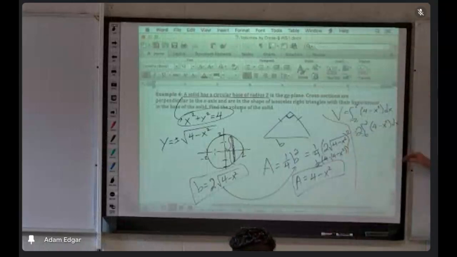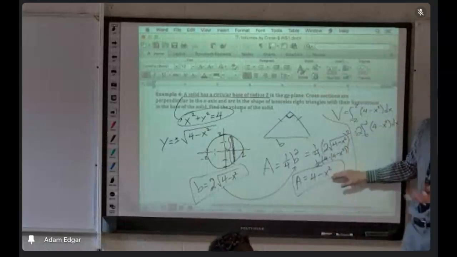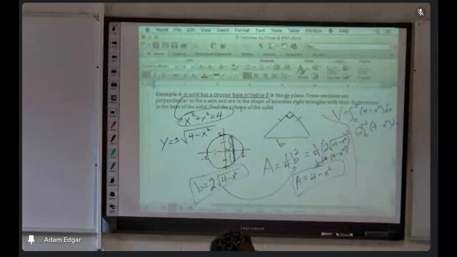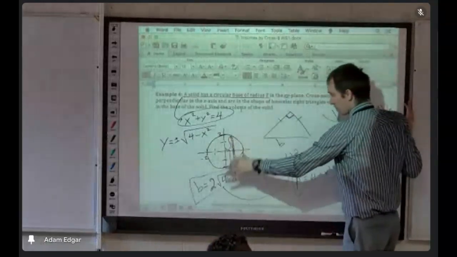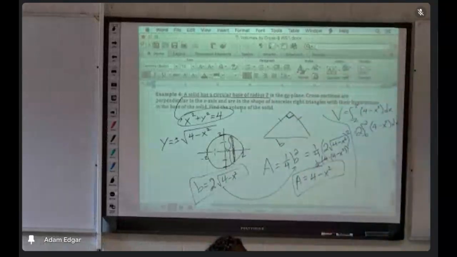Once you got the area, if it's a nice area formula like this, it's like, hey, this worked out really nice actually. Again, the heavy lifting is on the front end, coming up with b, coming up with our area equation, and so on. So I'll leave it for you guys to finish this because we're out of time.